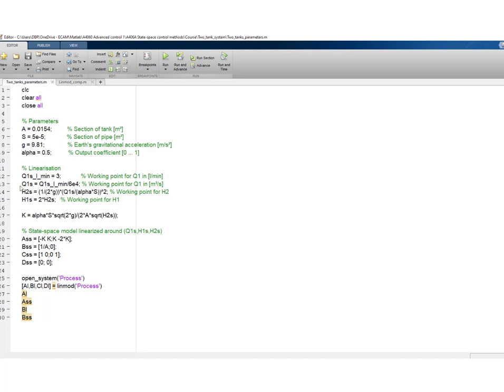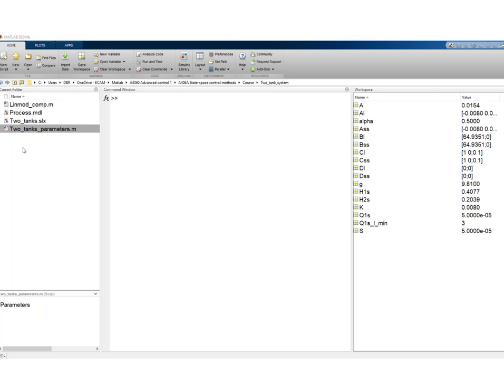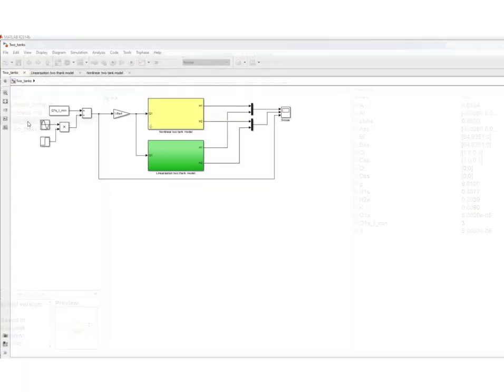This has of course to be transformed in a Q1S, which is in cubic meters per second, and here is the computation of H1S, H2S, the nominal heights that correspond to this 3 liters per minute. Okay, so this is the k that we had computed, and this allows us to construct the state space model linearized around Q1S, H1S, H2S, which is our nominal model. So we can now look at the Simulink model.